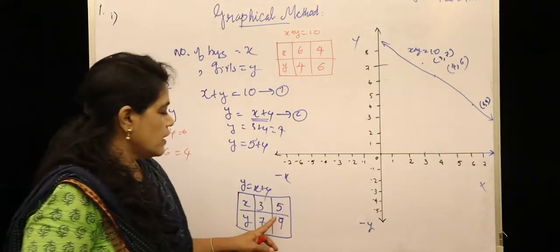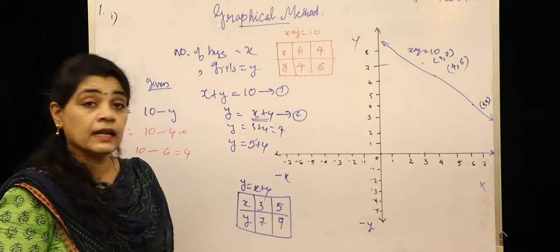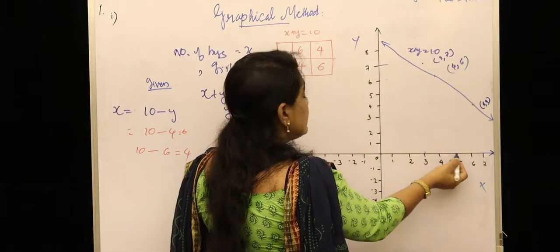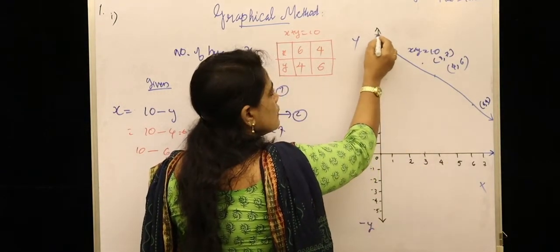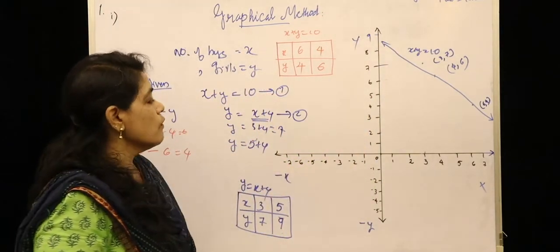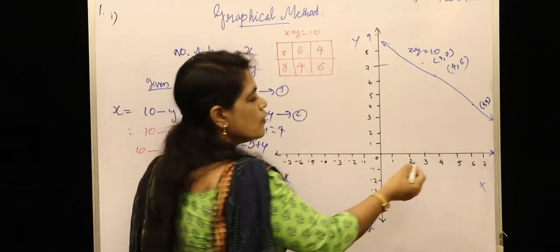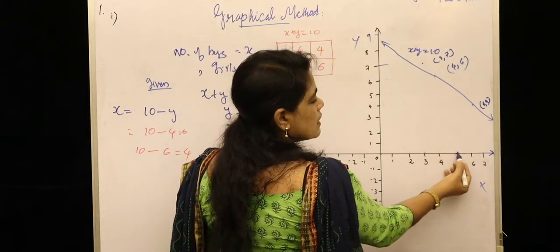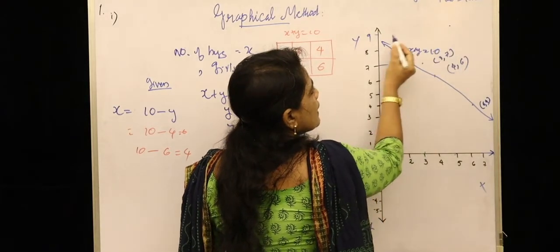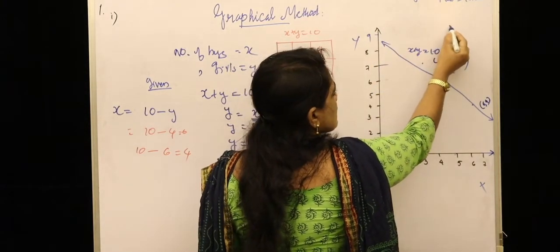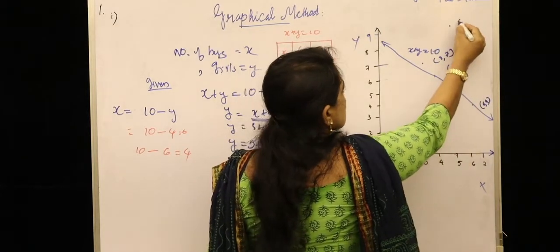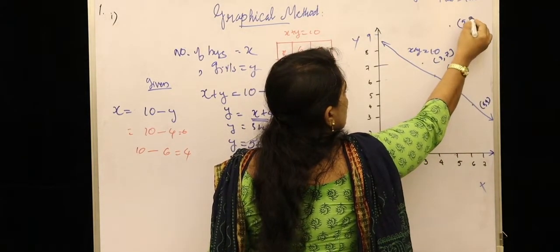And for the second values, they are 5 and 9. Where is 5? 5 is in the positive x-axis and 9 comes in the positive y-axis. So here you can write one more value for y. So y is equal to 9. You can start drawing till you reach 9, and from this you can extend that line. So here it comes, x is 5 and y is 9.